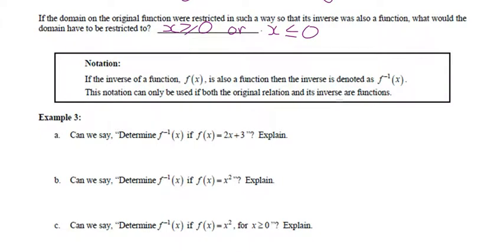Can we say, determine f inverse of x if f of x equals 2x plus 3? Yes, we can say that. What should this really say? How about determine f inverse of x? Will this be a function? Is the inverse of this a function? Yes, because we just did it. See above.